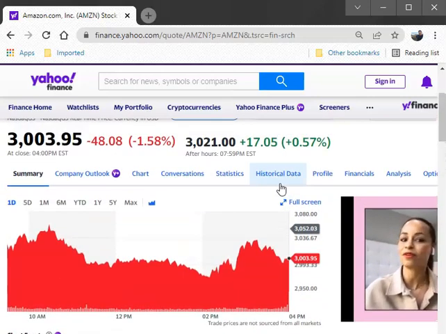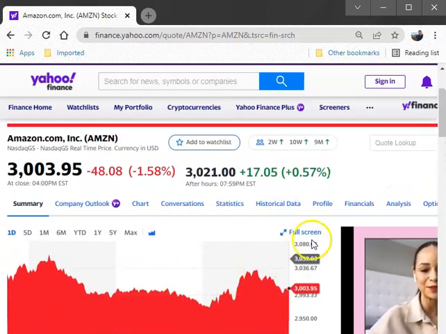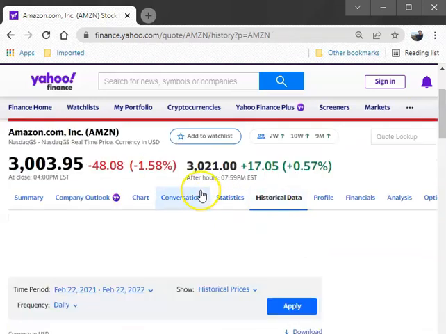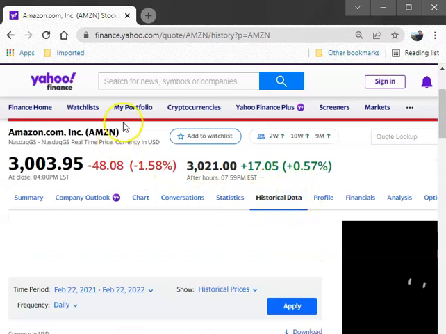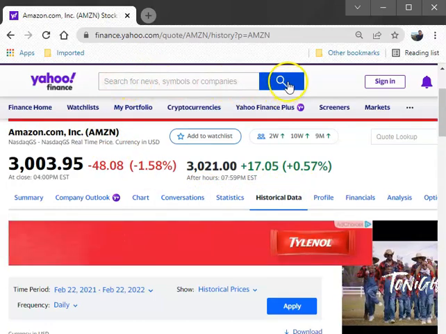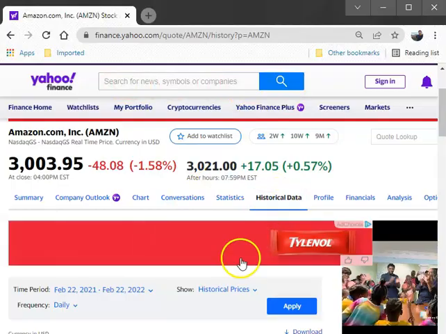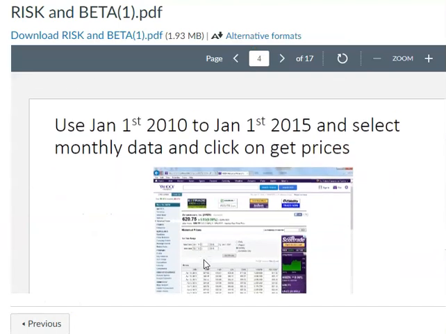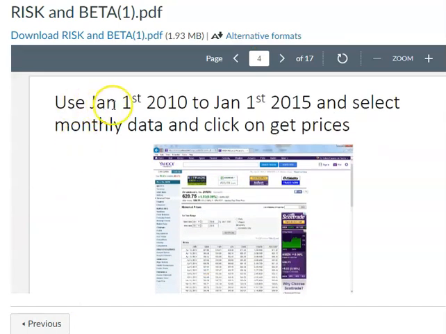So we're going to calculate the same thing, but from a different set of years. Go to historical data. You will find the company by its name, search it, and go to historical data. For the example we created for today, the question is asking us to use January 1st, 2010 to January 1st, 2015, and select monthly.